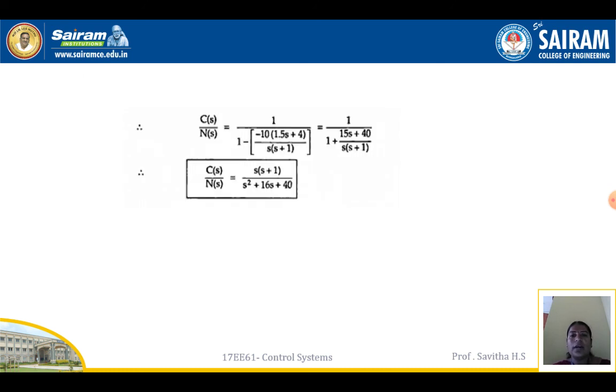Then C of s by R of s is equal to 1 divided by 1 plus 15s plus 40 divided by s into s plus 1. So C of s by N of s is equal to s into s plus 1 divided by s square plus 16s plus 40.